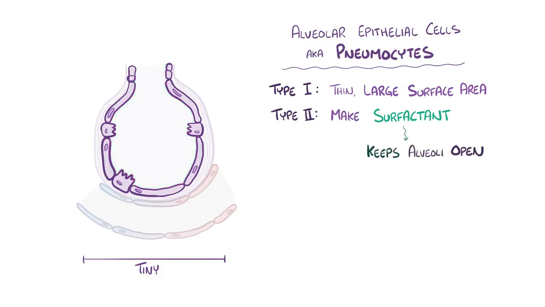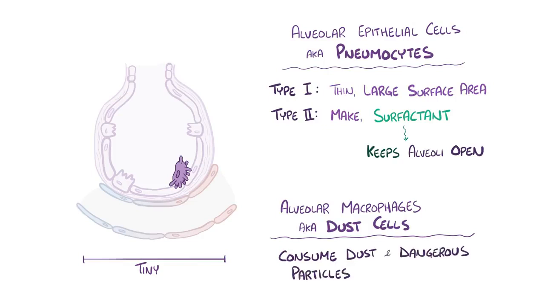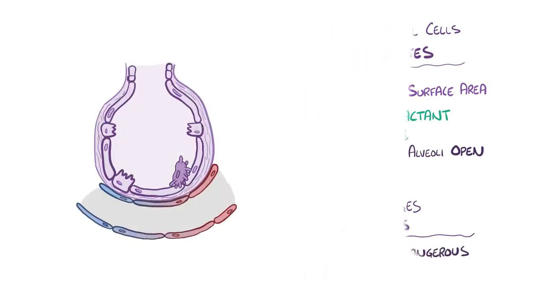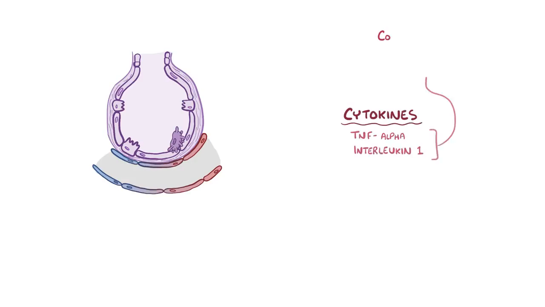In addition to the pneumocytes, there are also alveolar macrophages, which are also called dust cells because they consume dust and dangerous particles before they enter the bloodstream. The process of ARDS gets started when inflammatory molecules arrive in the lungs. More specifically, these are cytokines like TNF-alpha and interleukin-1 that come through the bloodstream due to a systemic illness like a massive infection, or get released locally by alveolar macrophages in response to a lung injury.